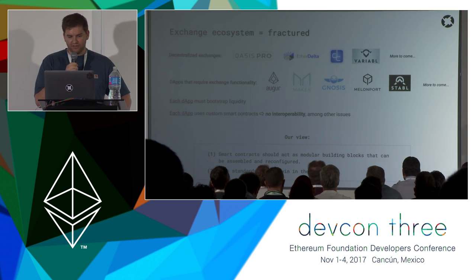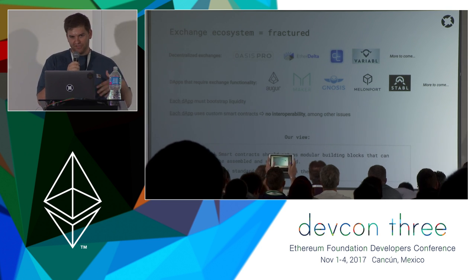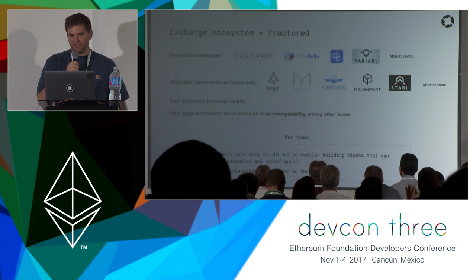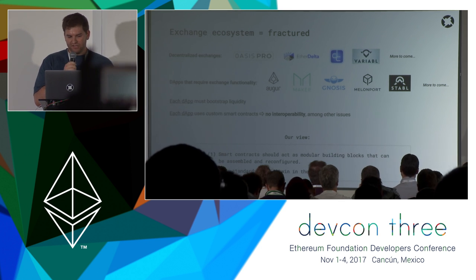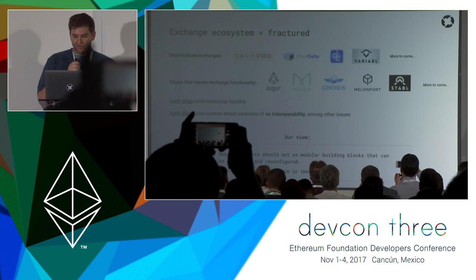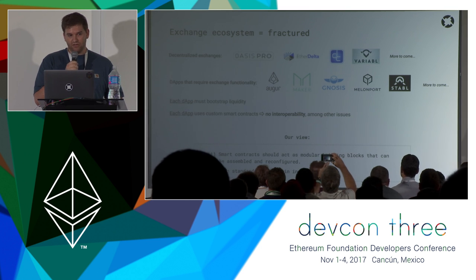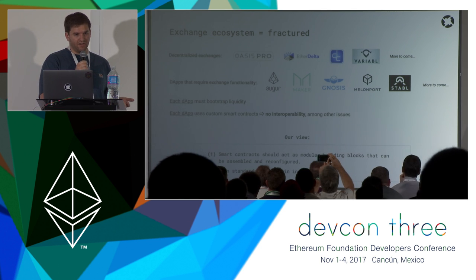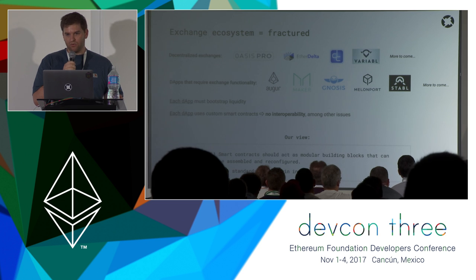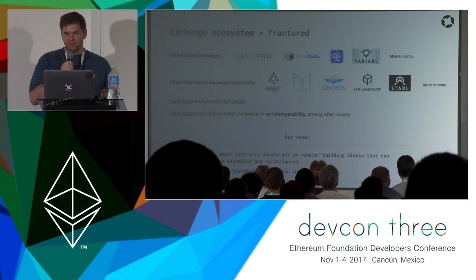Just taking a quick look at the exchange ecosystem on the Ethereum blockchain, this is kind of the state of the Ethereum blockchain back when we started. There's been quite a few developments recently as well. But there's a handful of existing decentralized exchanges, and there's a lot of decentralized applications that require exchange functionality in order to operate. So things like prediction markets or stable coins or decentralized fund management platforms, all of these things require exchange functionality.